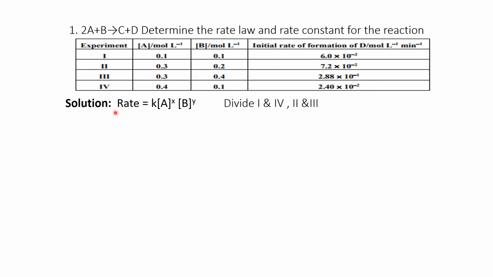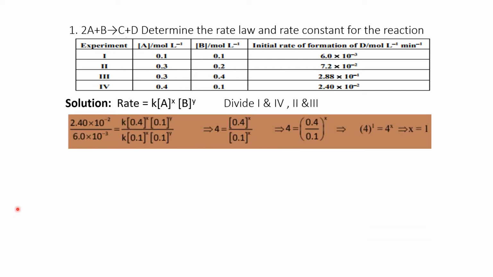How do we write the rate expression? Rate is K into A to the power X times B to the power Y, and according to that we will write the rate expression. The first and fourth have the same B, and the second and third have the same A. So we divide them so that we get the values of X and Y. That is the easy way to find the rate law and rate constant.